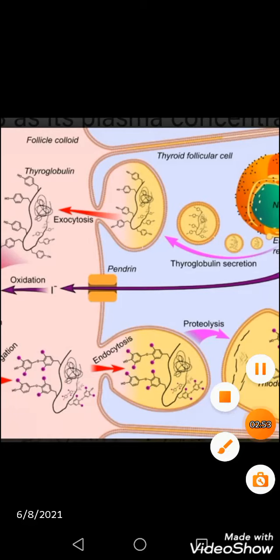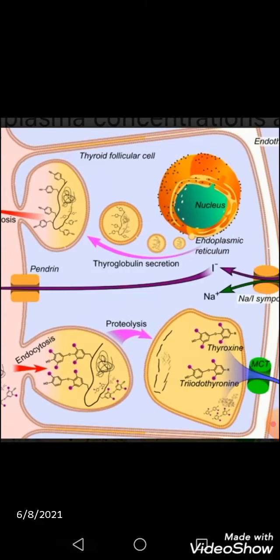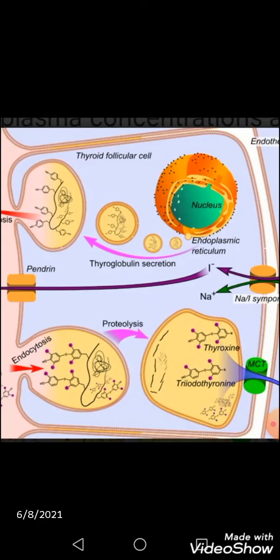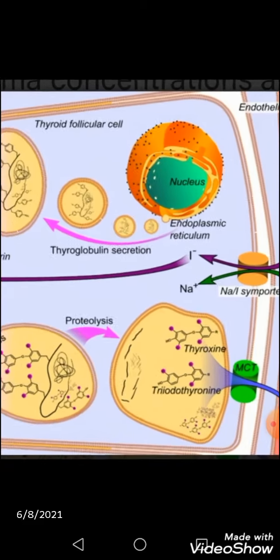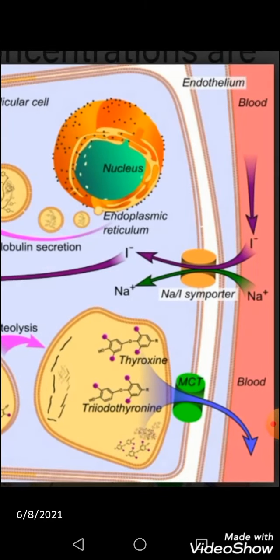Now, if we concentrate on the lumen area, we can see the microvilli that will facilitate the endocytosis of the colloid, right? They are membrane bound vesicles, and they reach the basal region of the cells and fuse with the lysosome, and the lysosome proteases degrade the thyroglobulin, and we get T3 and T4 in the free form to enter your blood, right?